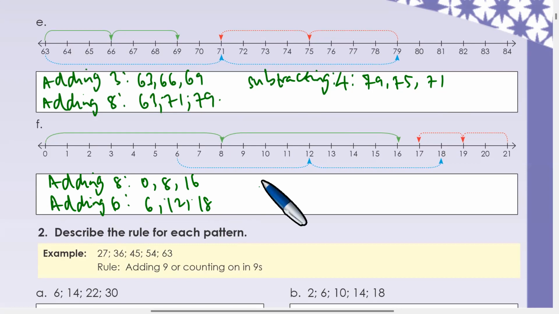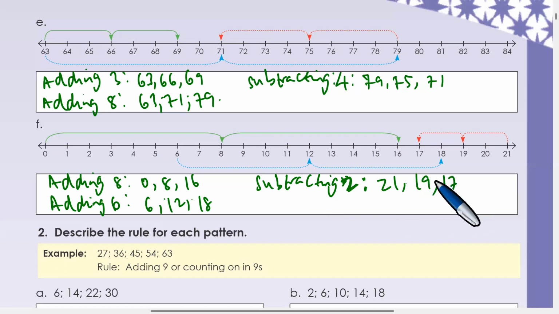The red color. What are we subtracting? So 2. We're subtracting 2. So subtracting 2, you will start with what? We start with the biggest one, 21. You subtract 2, it becomes 19. You subtract 2, it becomes 17.